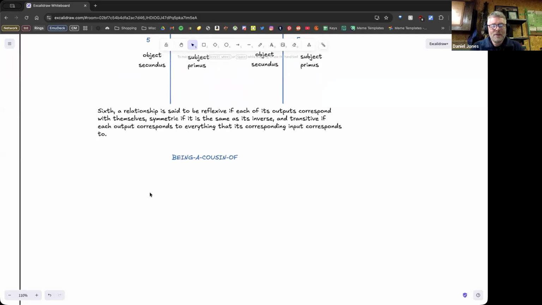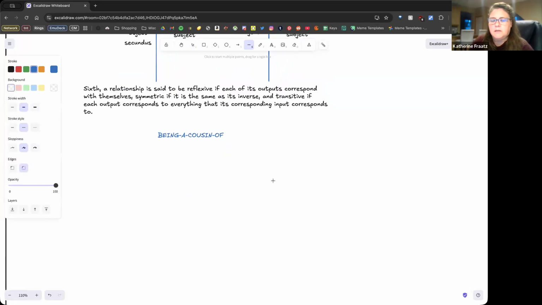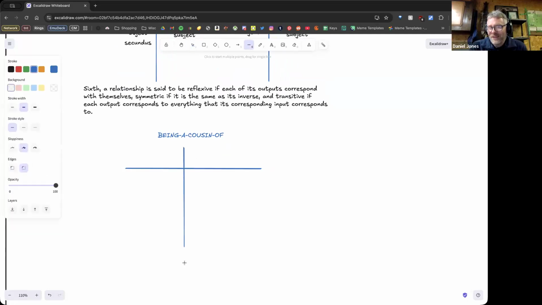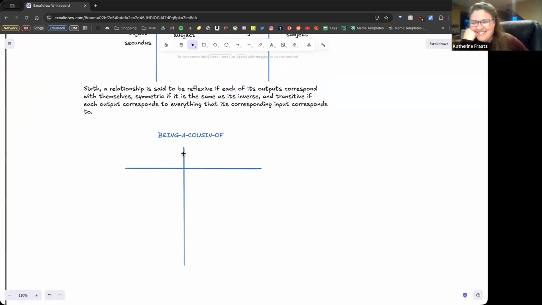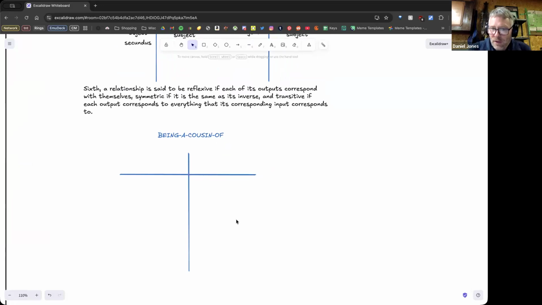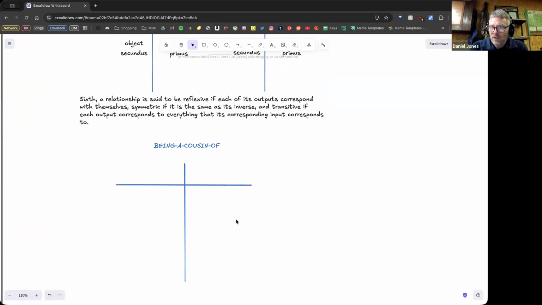Being a cousin of, it would be part of something. If you're a cousin, you're part of a family. No. I'm just telling you what it comes to. Yeah. Bill, can you tell us why would being a cousin of be symmetric but not reflexive and not transitive?